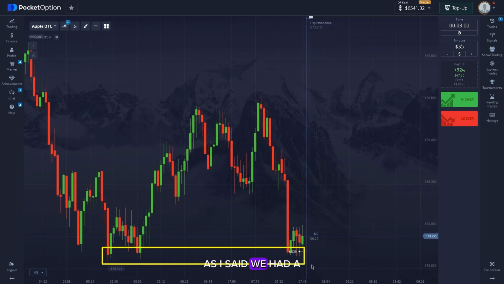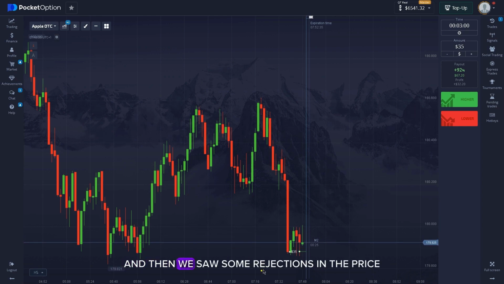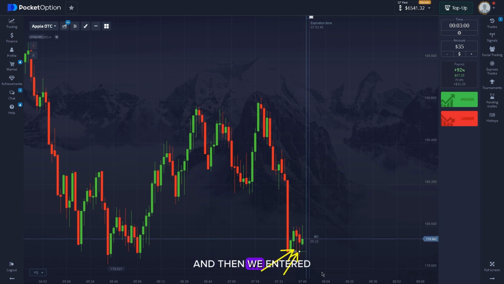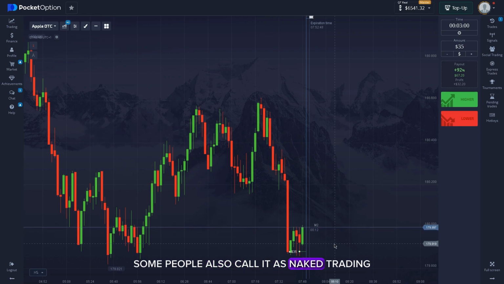As I said, we had a demand zone in here, and then we saw some rejections in the price, and then we entered with a margin of safety. It's just that simple. It's called price action. Some people also call it naked trading. You can call it whatever you would like.